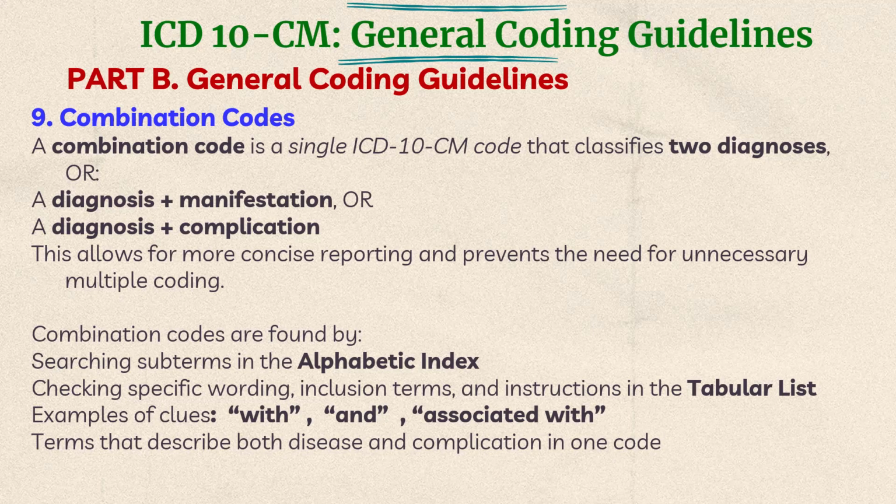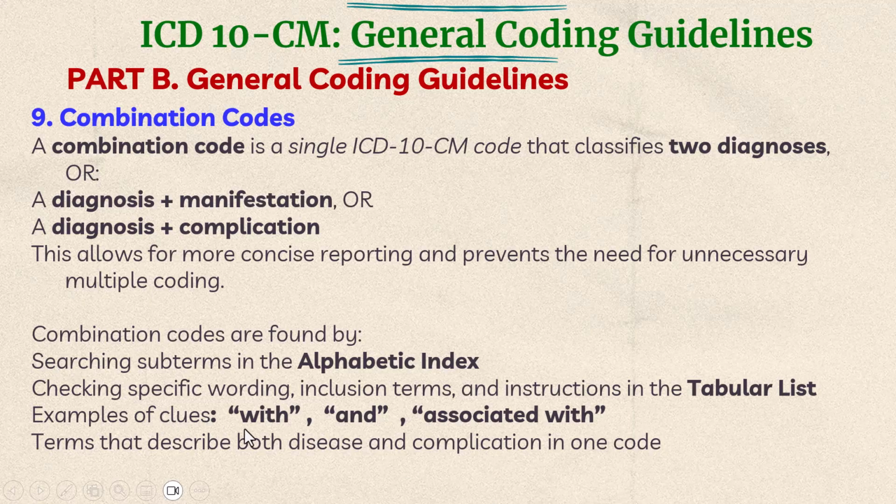Number 9, combination codes. A combination code is a single ICD-10-CM code that classifies two diagnoses, or a diagnosis plus manifestation, or a diagnosis with complication. This allows for more concise reporting and prevents the need for unnecessary multiple coding. So the combination codes are found by searching the subterms in the alphabetic index, where you have to check the specific wording, inclusion terms, and instructions in the tabular list.